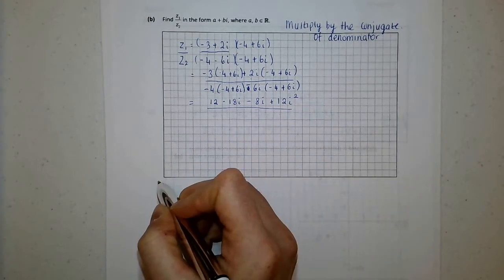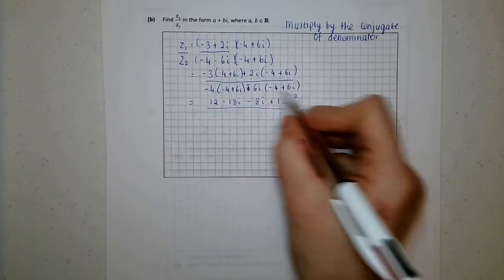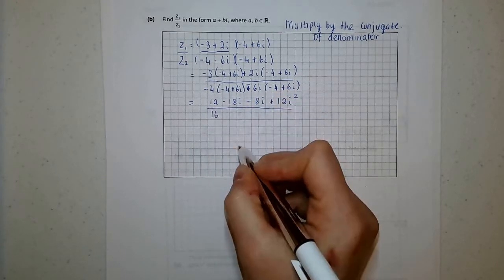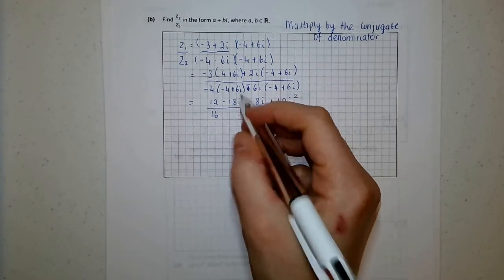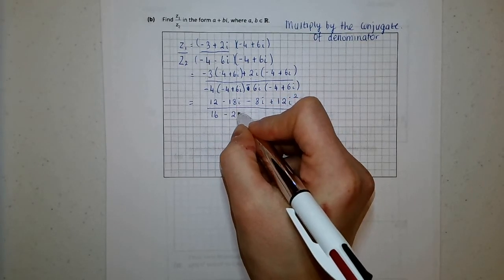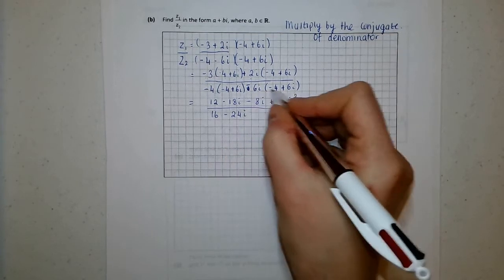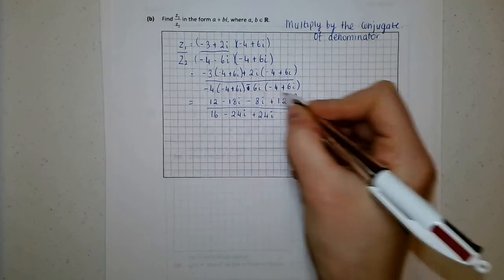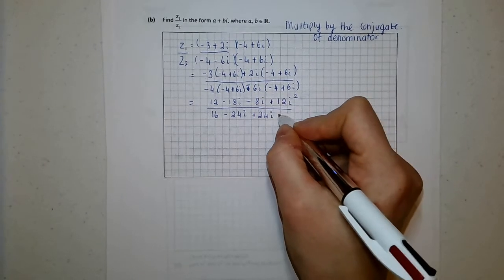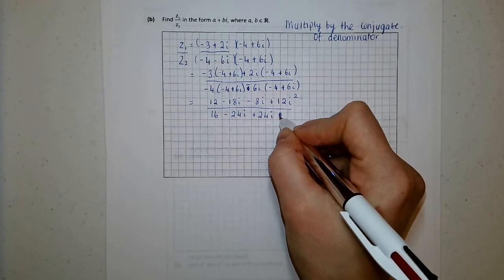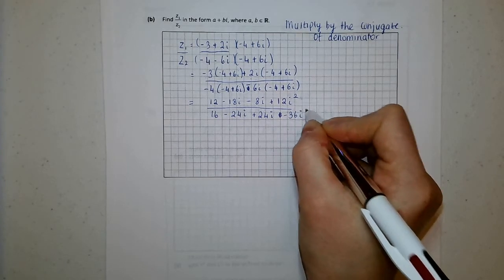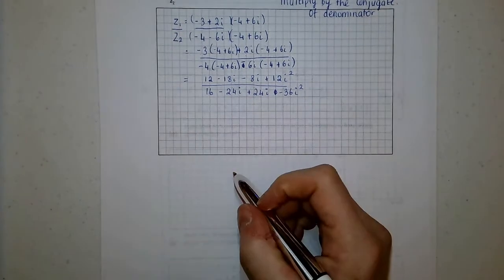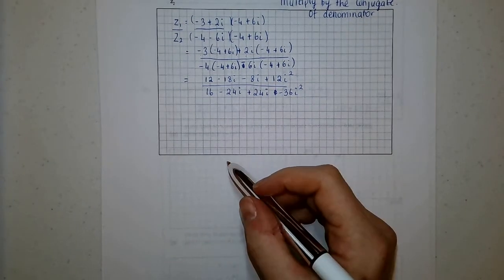Now we are going to multiply at the bottom. So minus 4 times minus 4 is plus 16, minus 4 multiplied by plus 6i is minus 24i, minus 6i times minus 4 is plus 24i, and minus 6i multiplied by plus 6i is minus 36i squared.